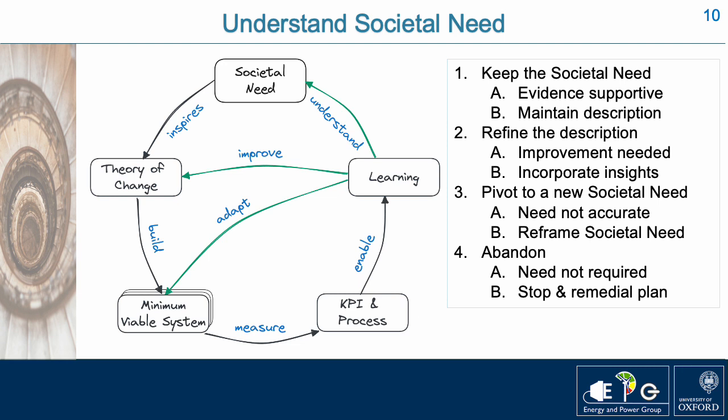Regardless of the outcome, transparent communication to all stakeholders is imperative. If the decision is to refine or pivot, the theory of change must be revisited and adapted to align with the new description of the societal need. This ensures that the entire system, including interventions and pathways to change, is in harmony with the refined understanding of the overarching societal need.